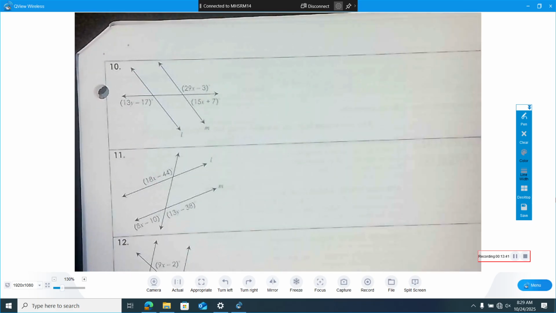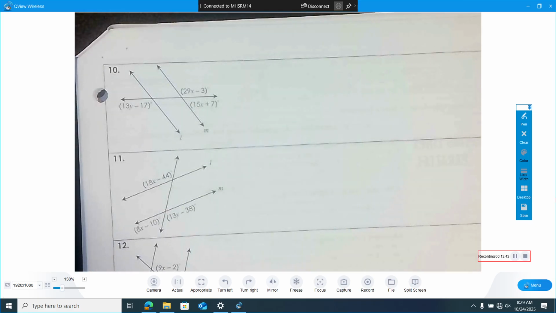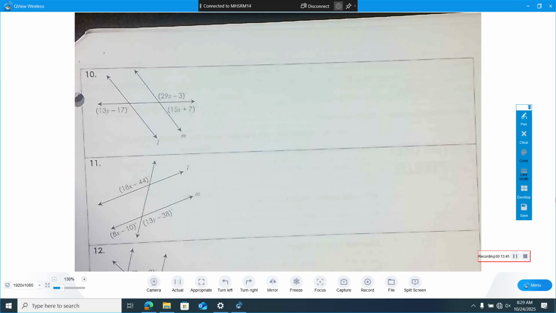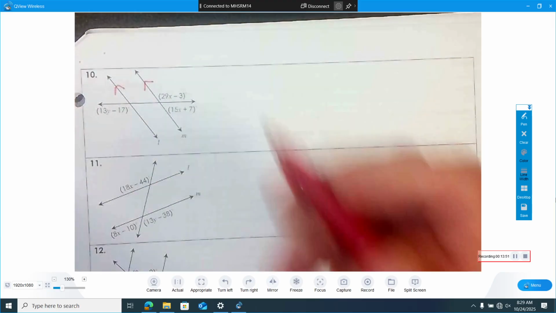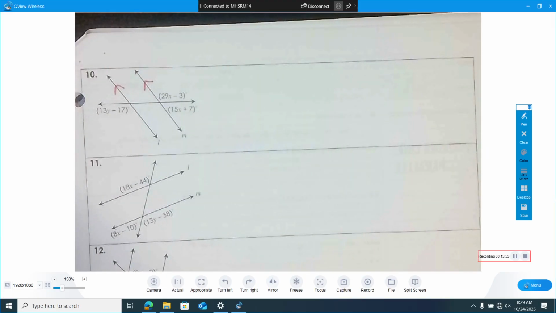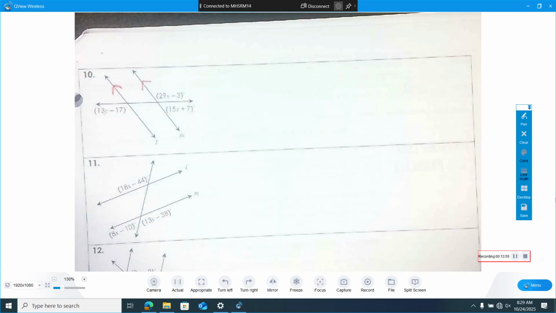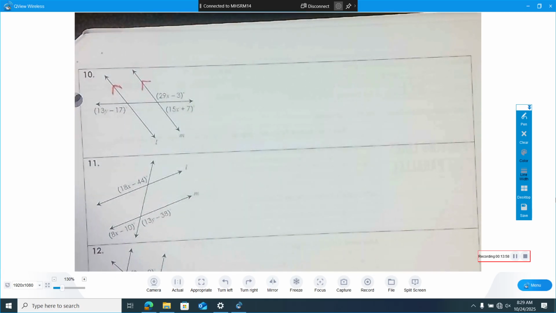All right. Let's do this last one here, number 10. Again, we are given some parallel lines, and we need to solve for both x and y. So I'm going to figure out a couple of things to do here. What do you want to start with?